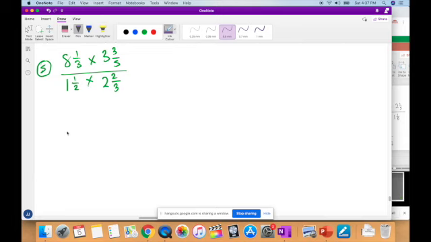Well, this one looks pretty easy. 8 threes are 24. 1 is 25 over 3. Multiply by 5 threes are 15. And 3 is 18 over 5. Well, that's looking like it's working out pretty easy. 2 ones are 2, and 1 is 3 over 2. Multiply by 2 threes are 6, 7, 8 over 3.